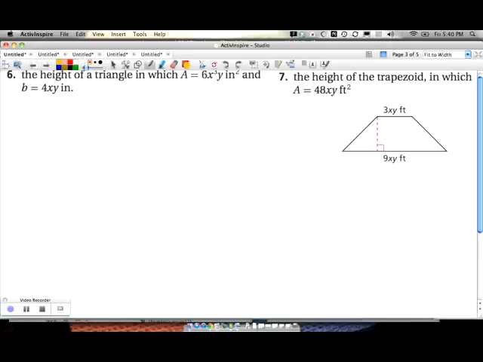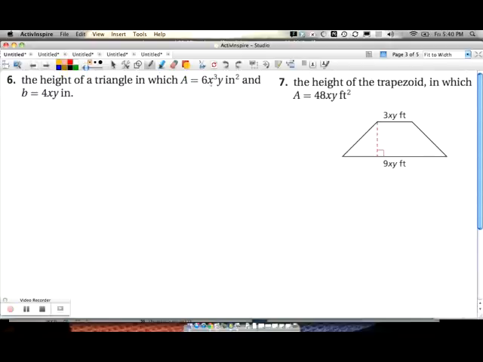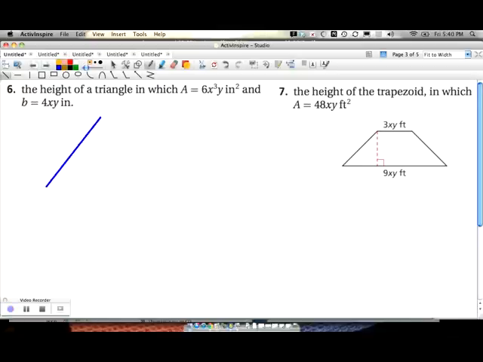This next one, it's asked me the height of a triangle in which the area is 6x cubed y and b is 4xy. Well, let's start with the triangle first. Just going to draw any general triangle here. It doesn't really matter exactly what it is. What does matter is the height and the base are perpendicular. That's the only thing that really does matter.